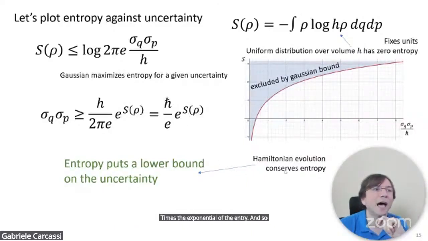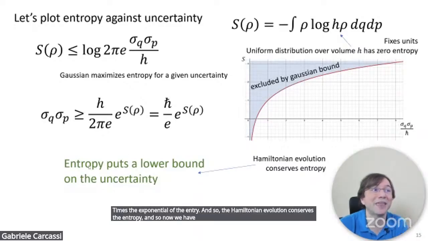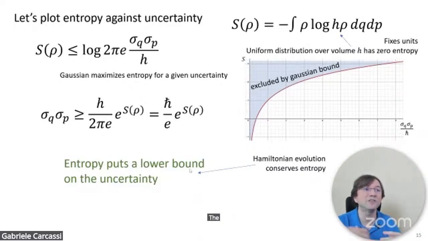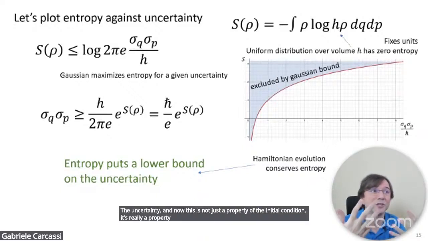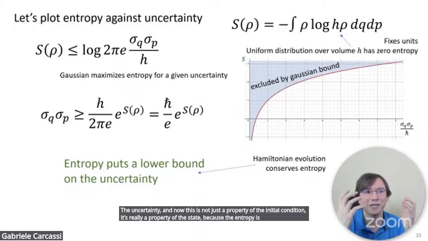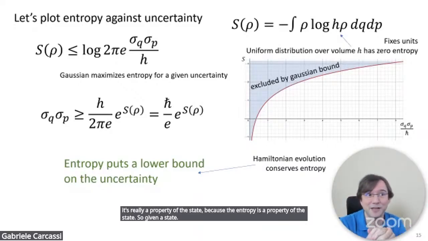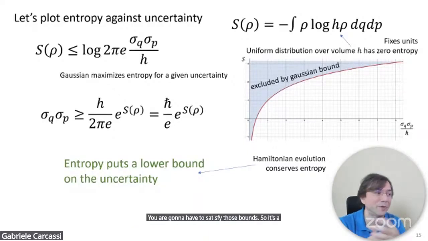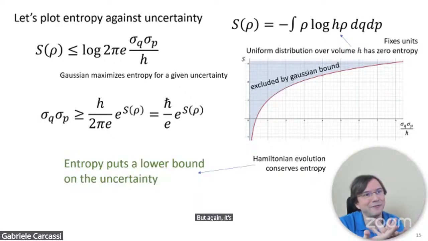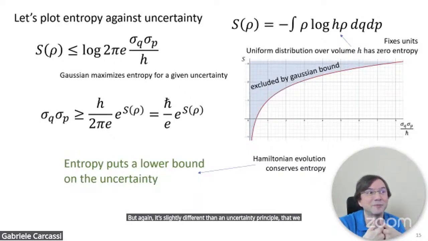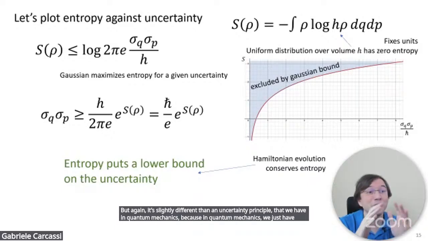And so the Hamiltonian evolution conserves the entropy. We see that entropy puts a lower bound on the uncertainty. And this is not just a property of the initial condition, it's really a property of the state, because the entropy is a property of the state. So given a state, you are going to have to satisfy those bounds. It's a little bit better than we had before, because there is no time correlation. We're not looking at some initial time, we just look at every time, and this has to be true. But again, it's slightly different from the uncertainty principle in quantum mechanics, because in quantum mechanics we just have a constant. There is no dependence on the state.